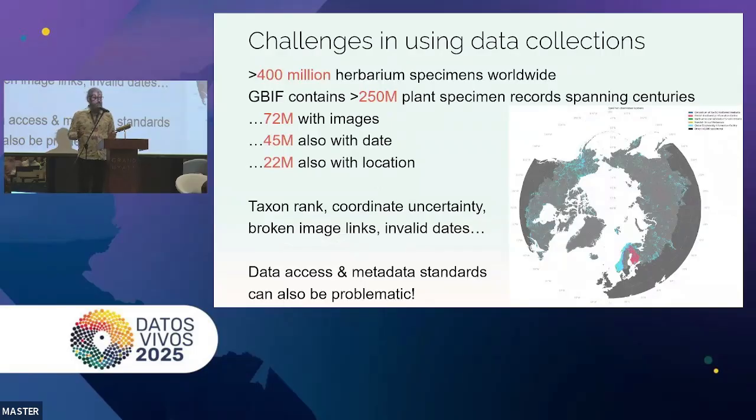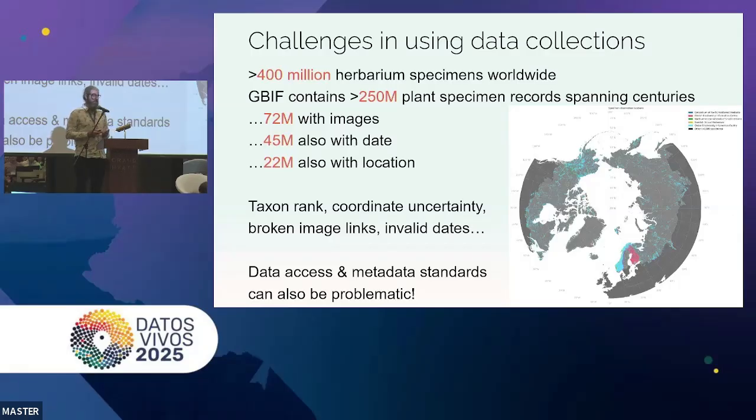But there are some challenges in this, and I think this is important to talk about. There are these 250 million records in GBIF, but only about a quarter of those actually have images associated with them, and just over half also have the date, and then about half of those also have a location. And you really need date and location for this kind of study, and I think for most kinds of studies that people would like to do with this kind of work.